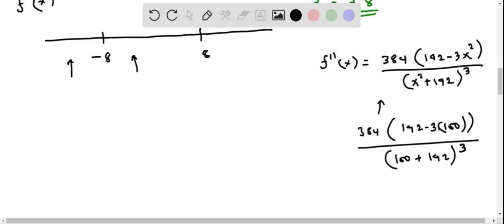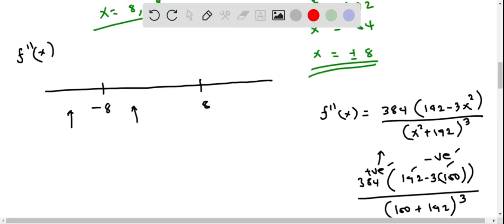You see that this 192 minus 300 is negative here. This one is a positive number, and this one 100 plus 192 is also positive. So we have product of positive, negative, and positive, which is negative. So therefore, we can mark to the left of negative 8, it is negative.